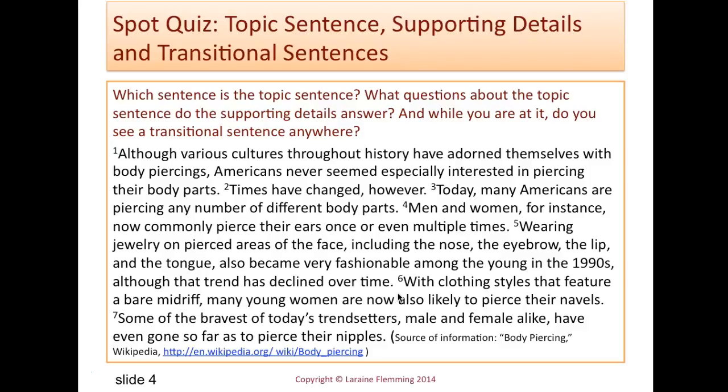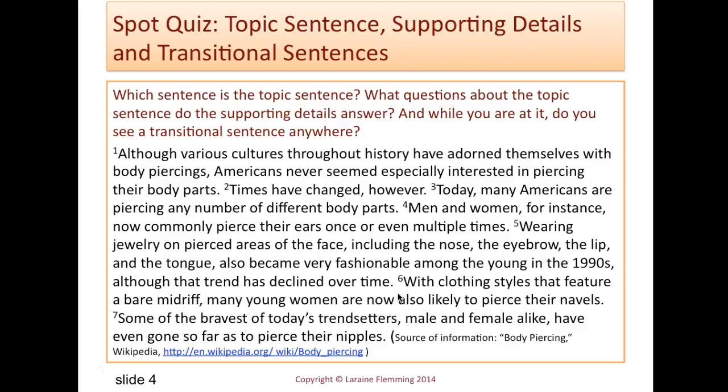If you guessed 3, you're absolutely right. Today, many Americans are piercing any number of different body parts. So then the question follows, what do the supporting details answer? How would you categorize those details? Well, if you're thinking that the details answer where are Americans piercing their body, on what parts, you're absolutely right.